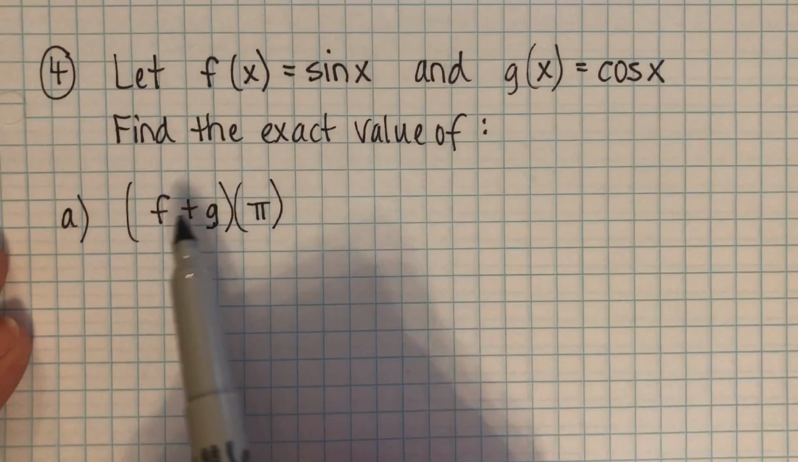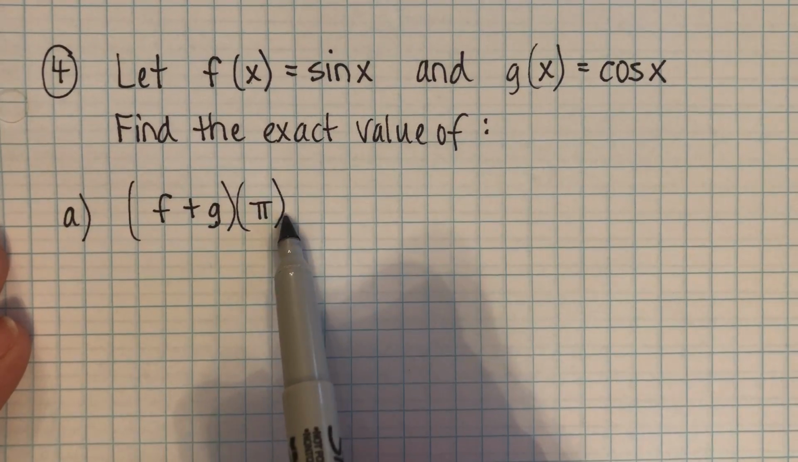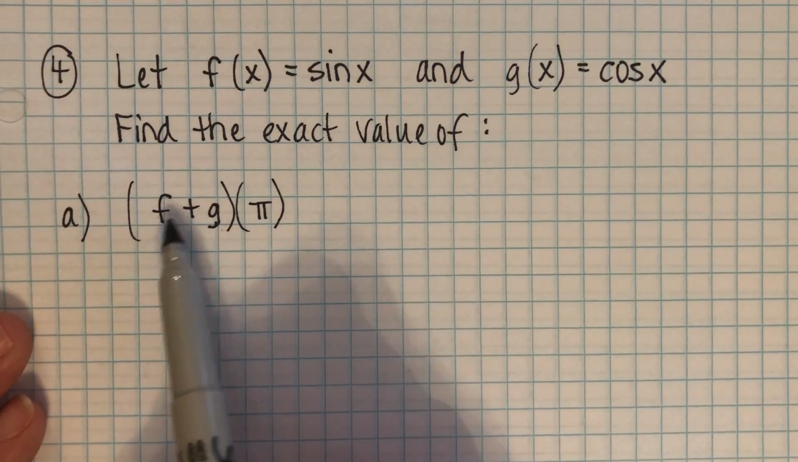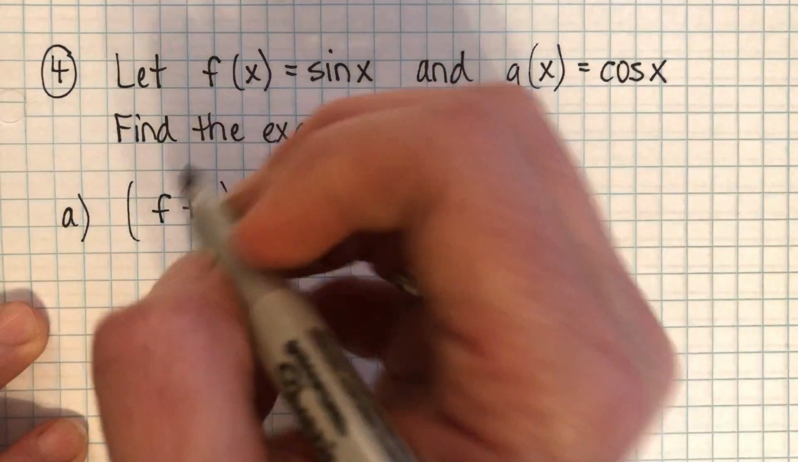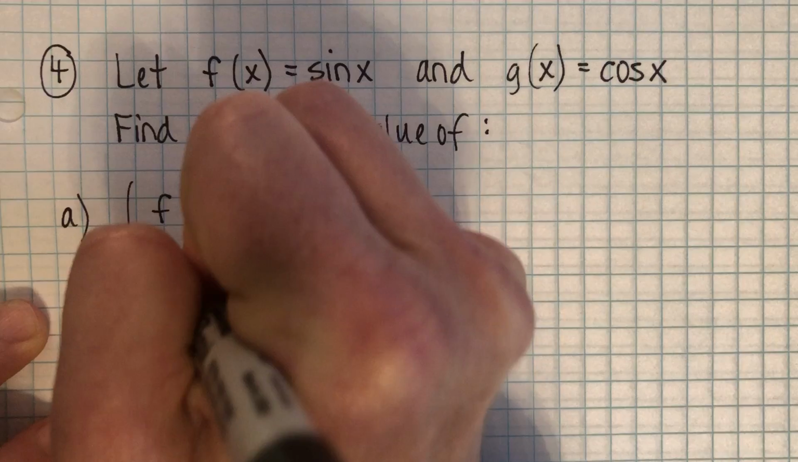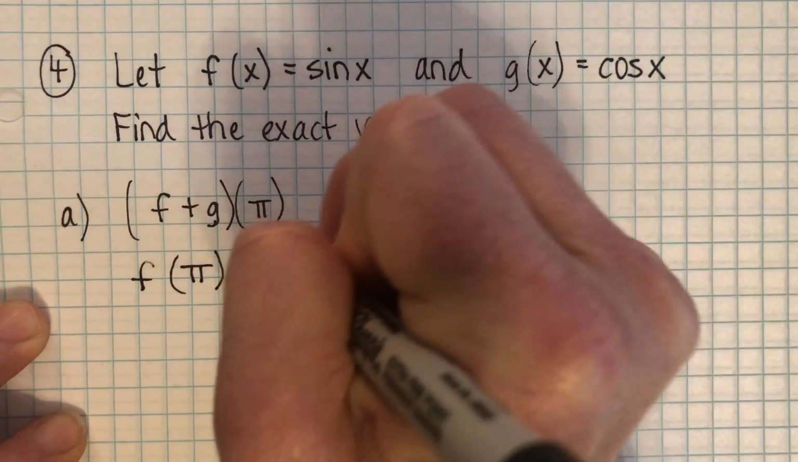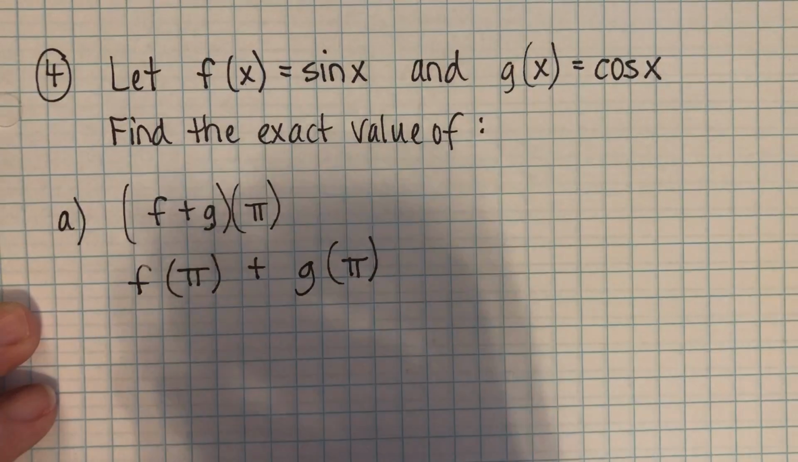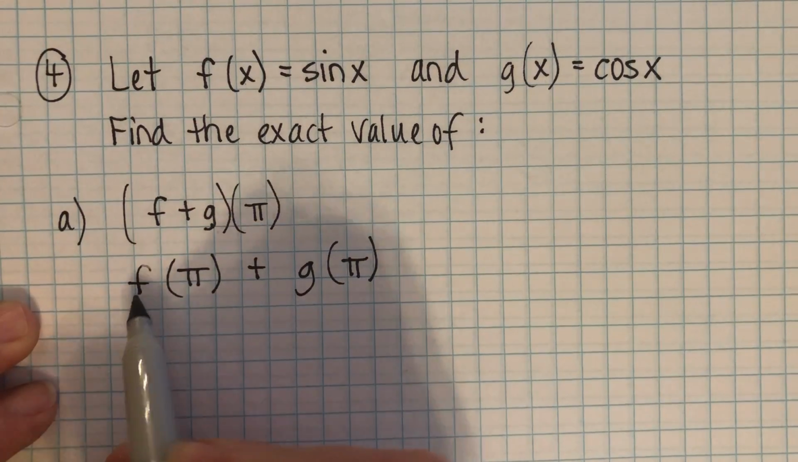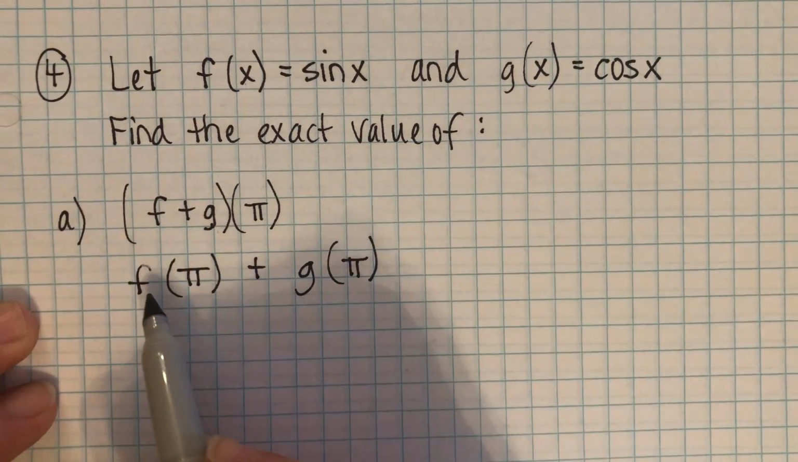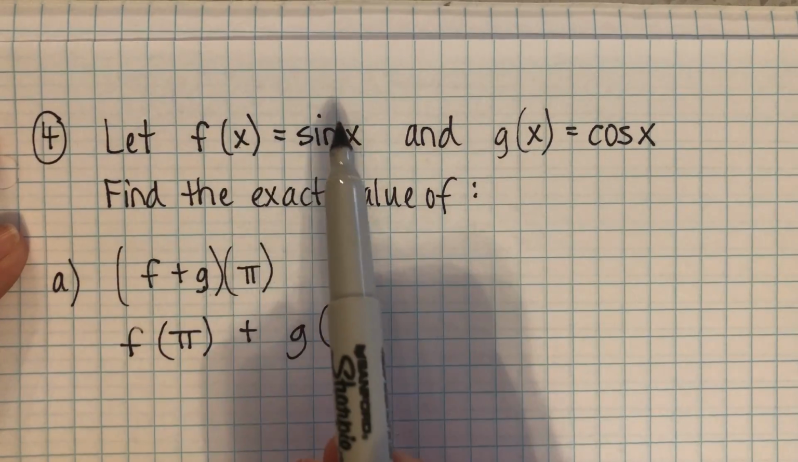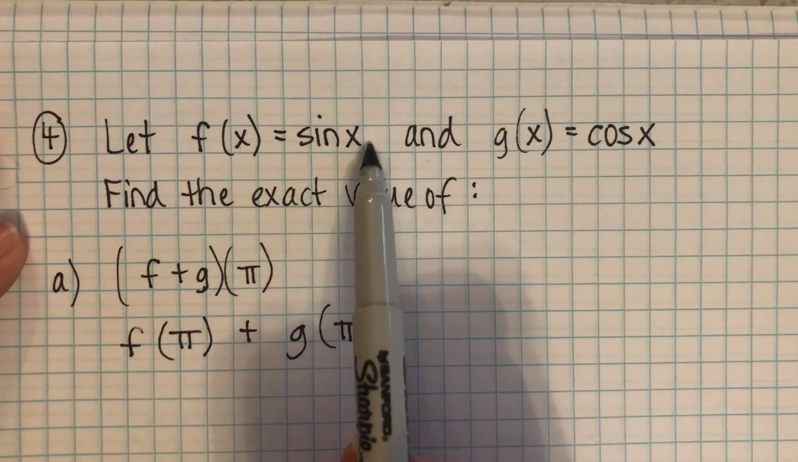All right, what if they asked you to find f plus g of pi? Well, remember, f plus g means they want you to add f and g together. So really, if you think about it, f plus g of pi is really asking you to find f of pi plus g of pi. And then I kind of separate it into 2 separate problems. First, I got to plug pi into f, then I got to plug pi into g. So f of pi is literally you plugging pi into the f function, which means you'll be taking the sine of pi.